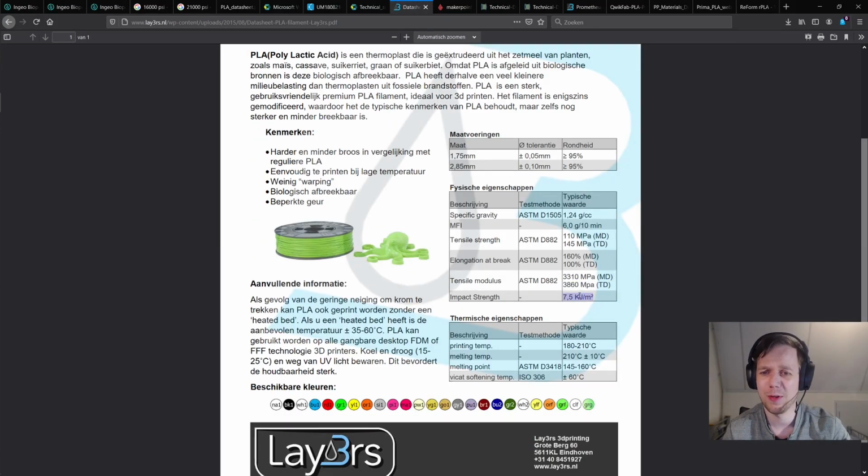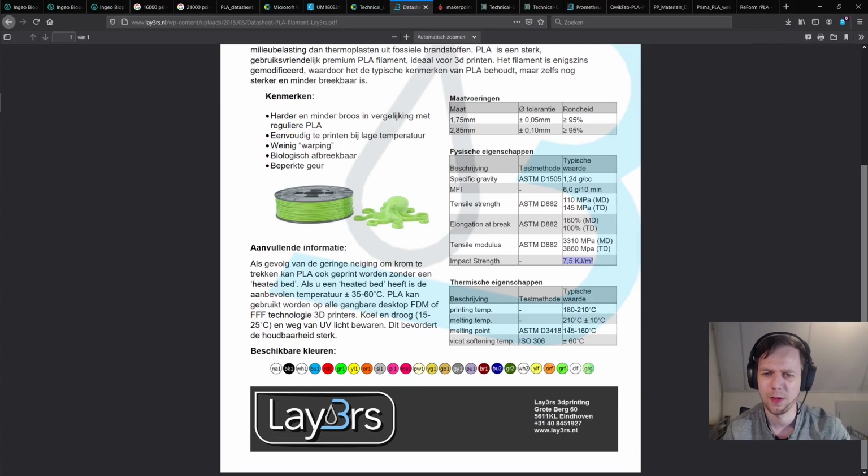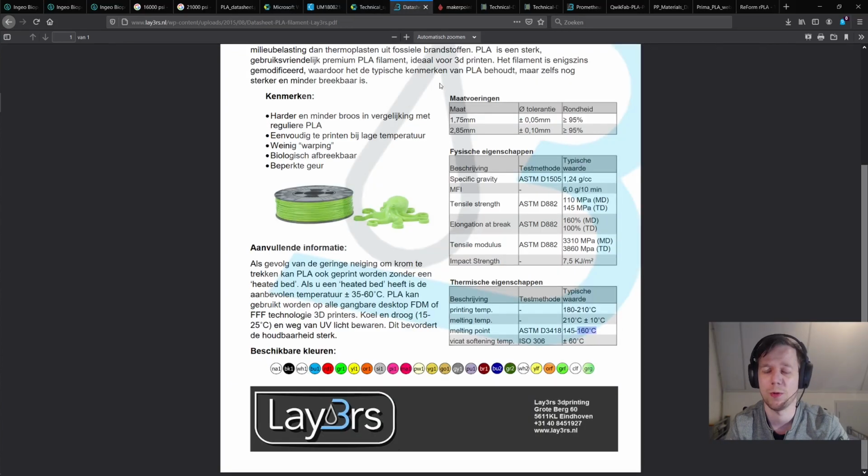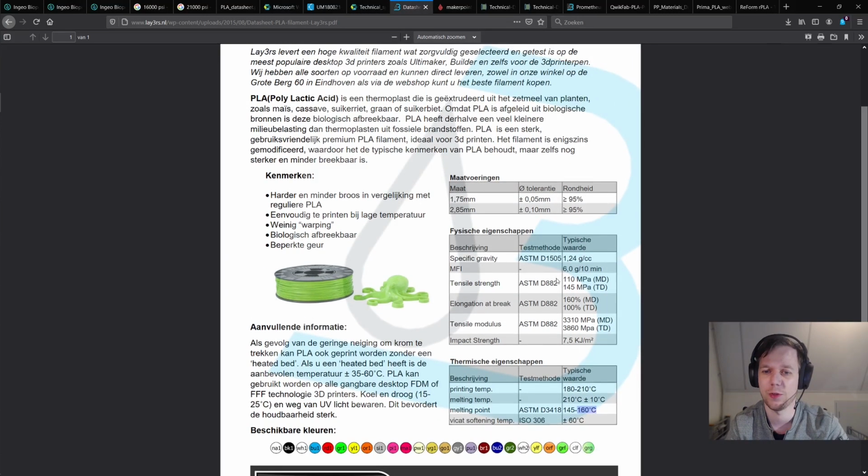I don't know where they got 7.5 kilojoules from, but we're going to see that number rather a lot too. And we have a melting point of 145 to 160, which we also have over here. So insofar as anything about this filament has been modified, that modification was clearly done by Natureworks, because otherwise whatever they did to it has no effect on the physical properties of this material.